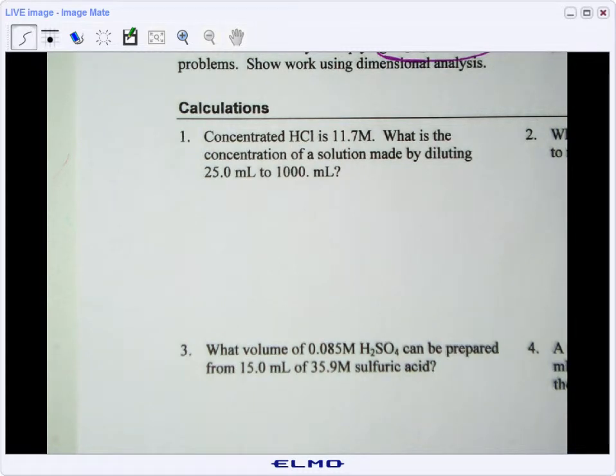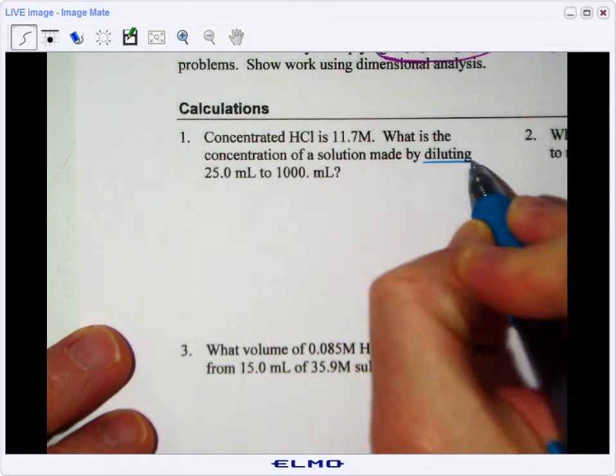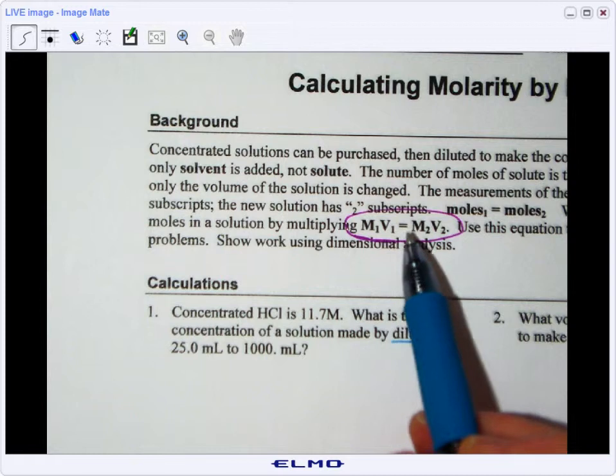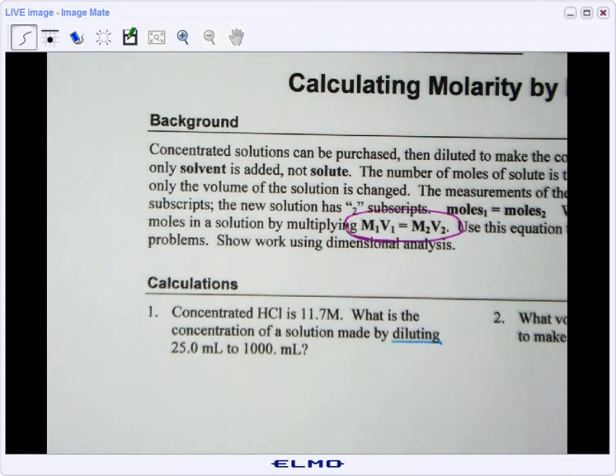Okay, concentrated HCl is 11.7 molar. What is the concentration of a solution made by diluting? So if I was taking the test and I saw the word diluting, I would look at my star chart on my blue colored periodic table. That formula that we need, M1V1 equals M2V2, is in there. You don't have to memorize it, okay?